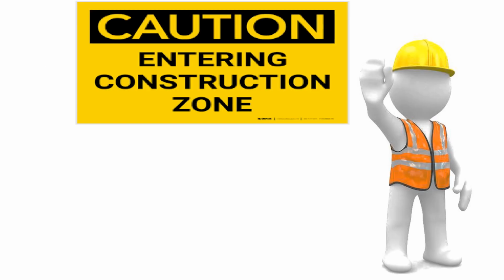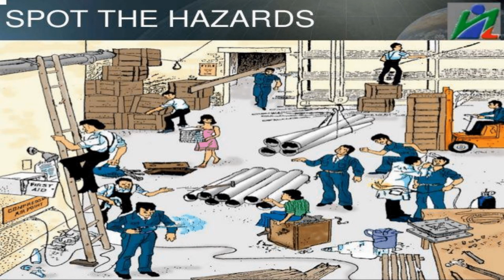Let us enter into a construction site. We can see one example of a construction site. Here the laborers are not following any kind of safety precautions, and this leads to multiple accidents, which can injure a person or a group of people who are working at site.